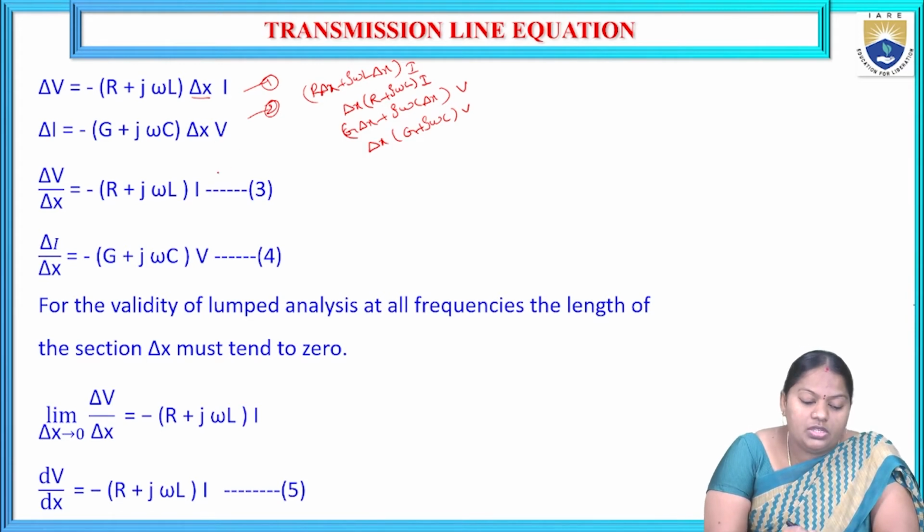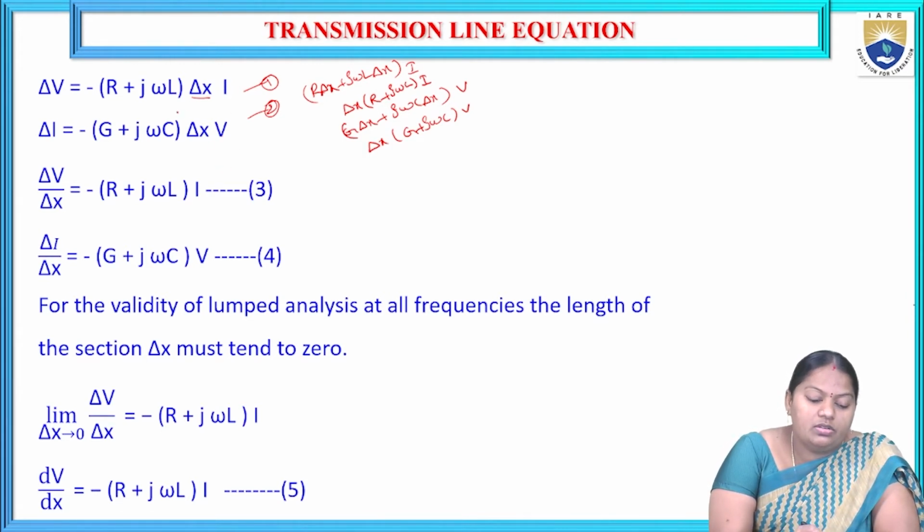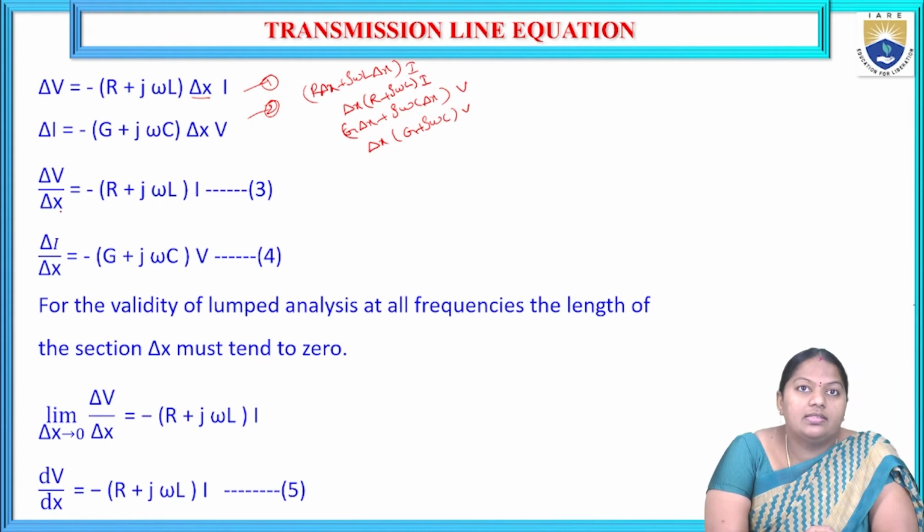Now from these two relations, del V by del X is the ratio which is equal to minus of R plus j omega L into I. Consider that as equation number 3. And from the other equation, del I by del X is equal to minus of G plus j omega C into V. This is equation number 4.